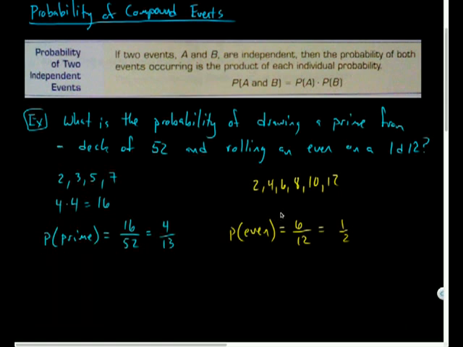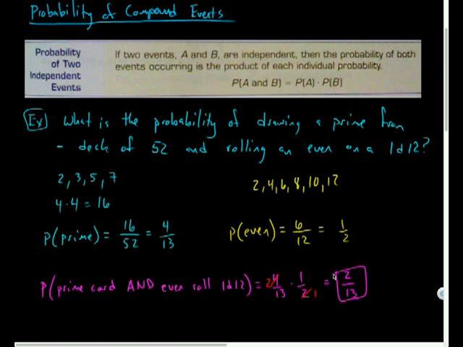So if I want to now calculate the probability of both occurring at the same time, so the probability of a prime card and an even roll on a 1d12, it is going to equal the product of each of these probabilities. So that'll be 4/13 times 1/2, and I believe I can cross-cancel. The 2 goes into 2 once and into 4 twice, and I'm going to end up getting 2/13 as my answer.